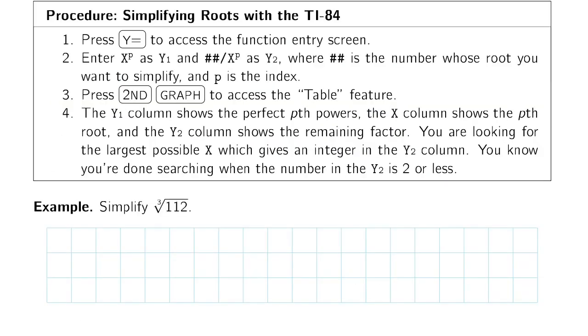This is very similar to the procedure that we used when we were trying to use the AC method. We're going to use our table function. So the first thing we're going to do is put our perfect Pth powers in one variable, and then the number whose root we want to simplify divided by a perfect Pth power in another. We'll go through the table and we'll find the largest perfect Pth power that's a factor of our number. So let's use this process to try to find the third root of 112.